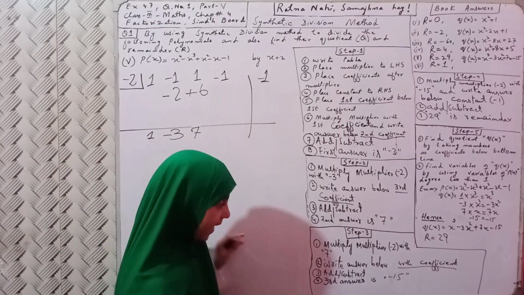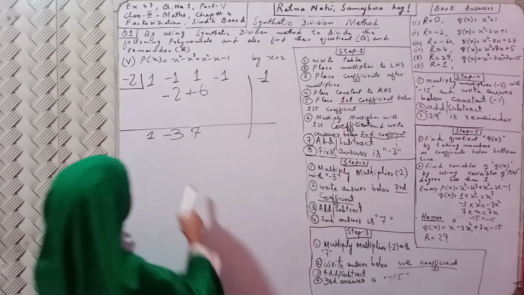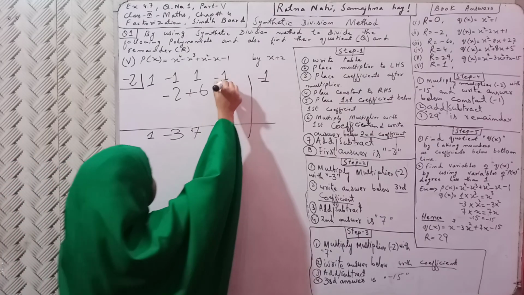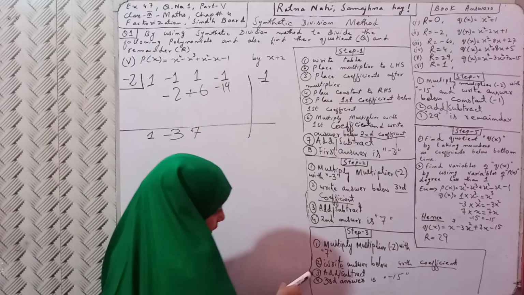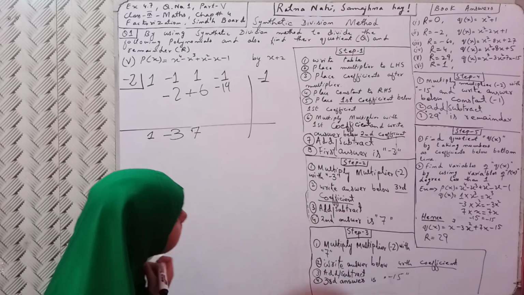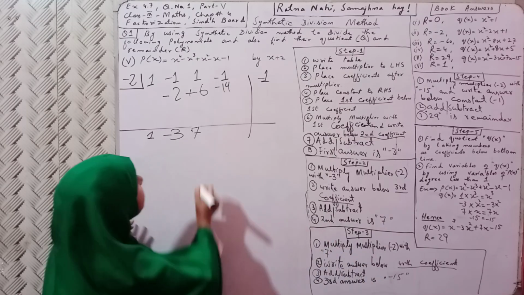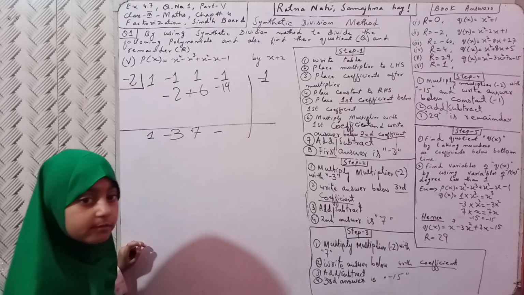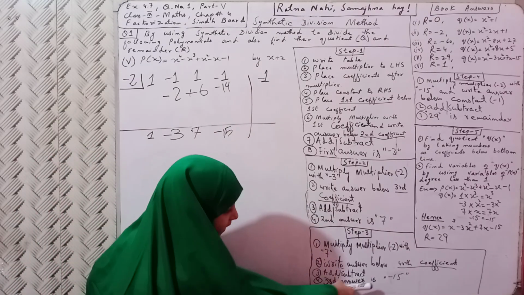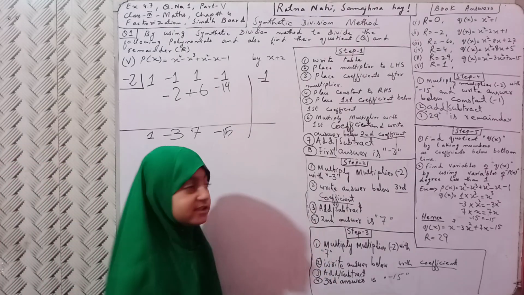Now let's go ahead and come to step number 3. First of all multiply minus 2 with 7. Minus 2 times 7 is minus 14. So write answer below fourth coefficient. Done this. Then add. 14 plus 1, simple answer, comes 15. So the third answer is minus 15. Third answer is minus 15. Correct.